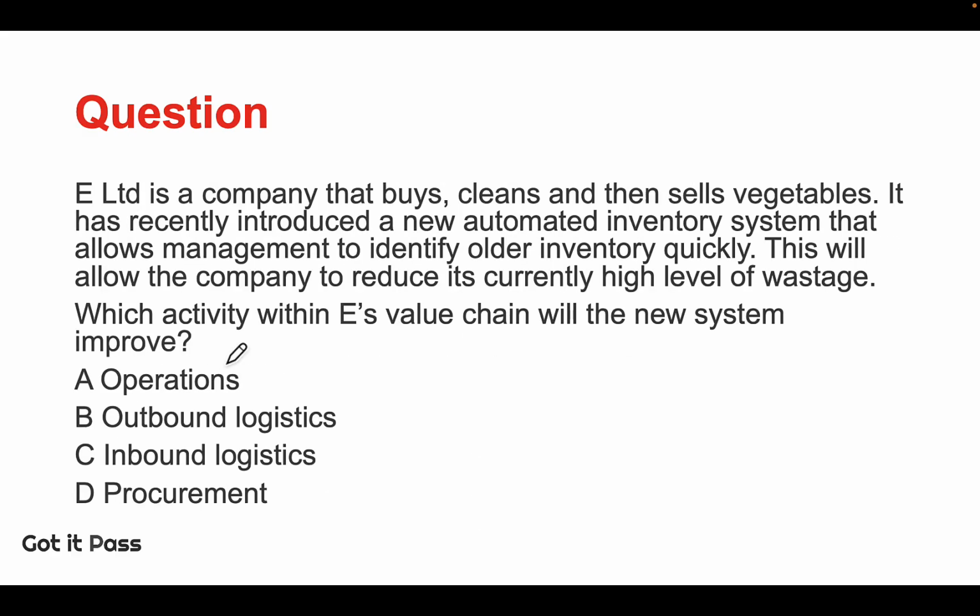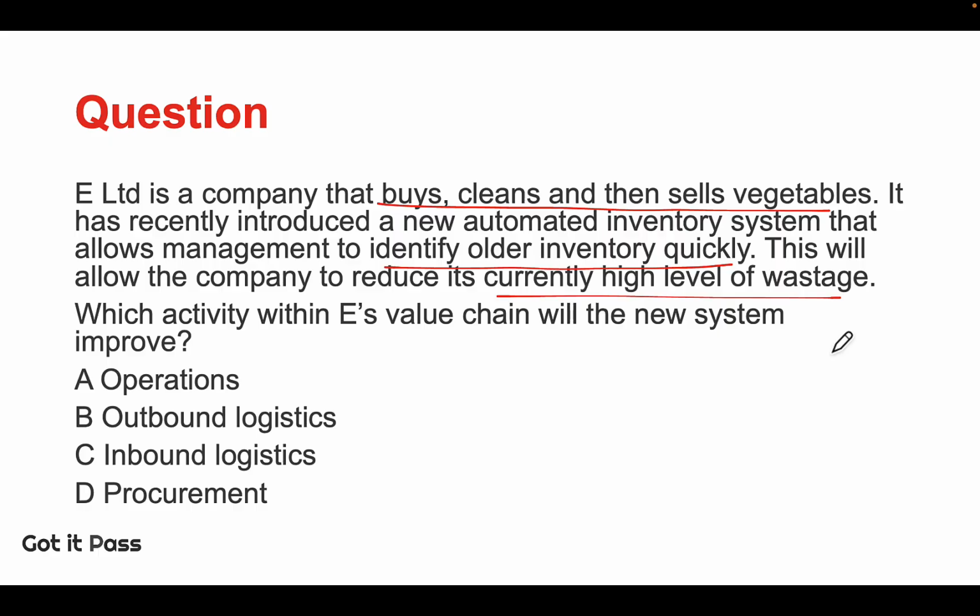And the next in-class question is E Limited. E Limited is a company that buys, cleans, and then sells vegetables. It has recently introduced a new automated inventory system. What can the system help with? It allows management to identify older stock or older inventory quickly. This will allow the company to reduce its currently high level of wastage. So it improves the efficiency, right? Here it reduces the high level of wastage.